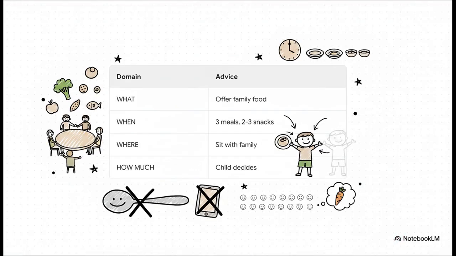Now, what if they throw you a curveball follow-up question about a 16-month-old fussy eater? You can use the what, when, where, and how much framework to normalize toddler independence. The parent decides the what, when, and where, but the child absolutely decides the how much. You want to advise them to avoid mealtime wars, avoid screen time, and remember to tell the parent that it can literally take 10 to 15 tries before a toddler accepts a new food.